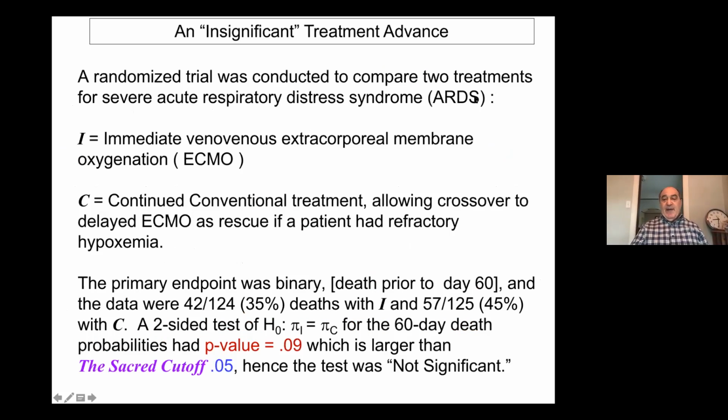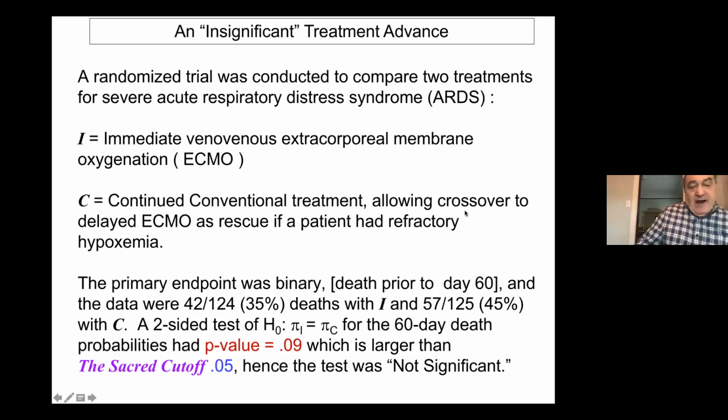Here's a real data example that a good friend of mine, Pavlos Musal, got out of the literature and showed to me. There was a real randomized trial conducted by ICU doctors to compare two treatments for acute respiratory distress syndrome, which you probably know is what's killing so many COVID-19 patients. And the two treatments were to give ECMO, immediate veno-venous extracorporeal membrane oxygenation, I, or wait. That is, C is you give them continued conventional treatment, but you allow crossover to delayed ECMO to rescue the patient if they have refractory hypoxemia.